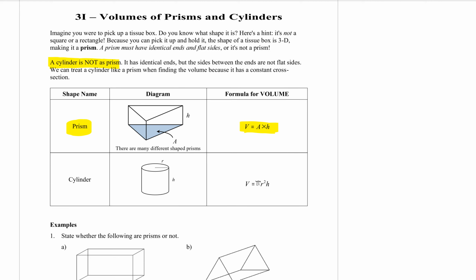Now a cylinder, like we said, is not a prism, but the area of a circle, which is the one at the end, is pi r squared, and we just times that by the height. So it really is V equals AH as well, where the area is pi r squared.